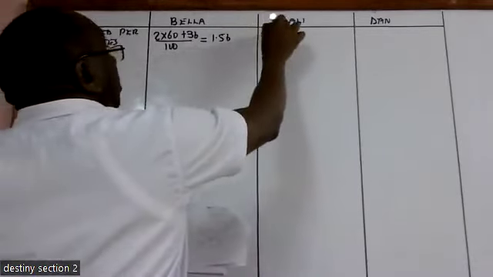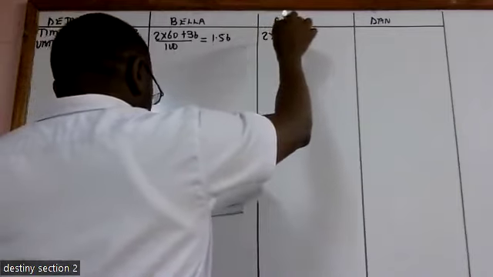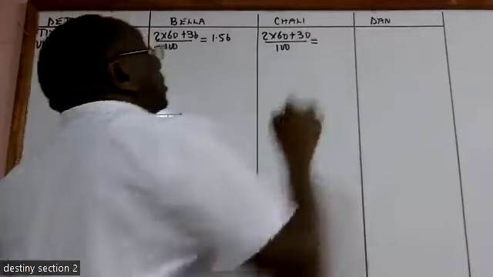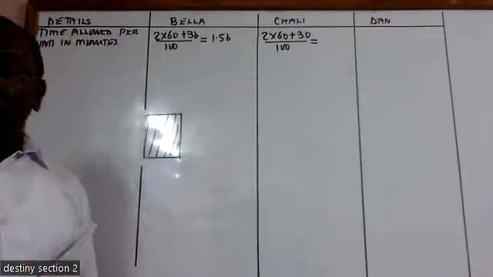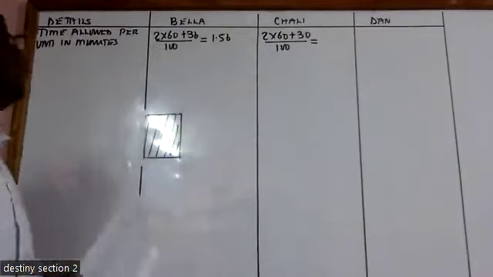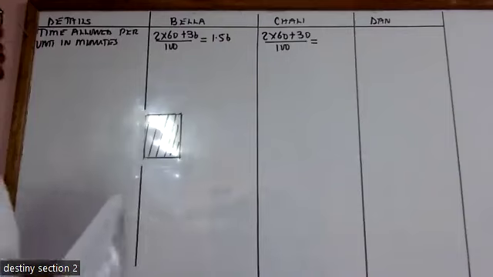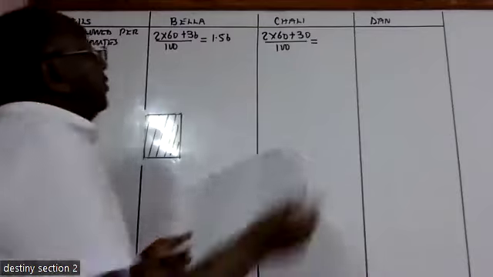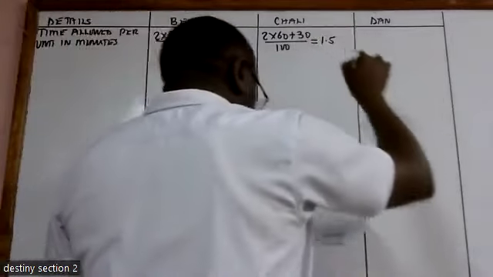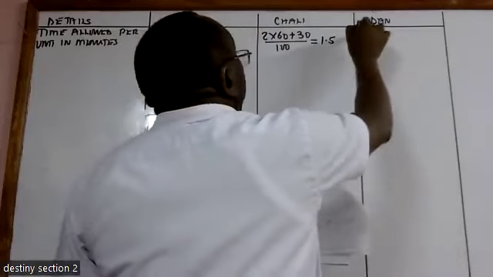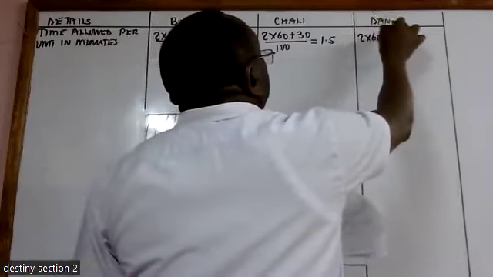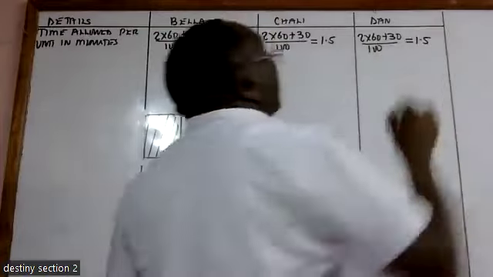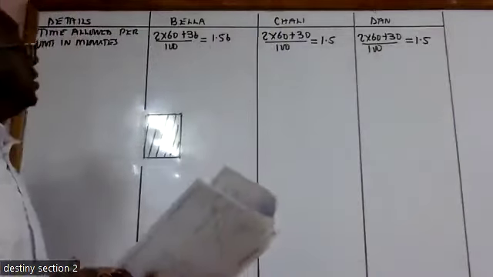It is 2 times 60 plus 30, and divide by 100. Let us know it for 1 unit. 1.5. Then this other one, it is 2 again times 60 plus 30 out of 100. So this and this one will be 1.5. Those are minutes.